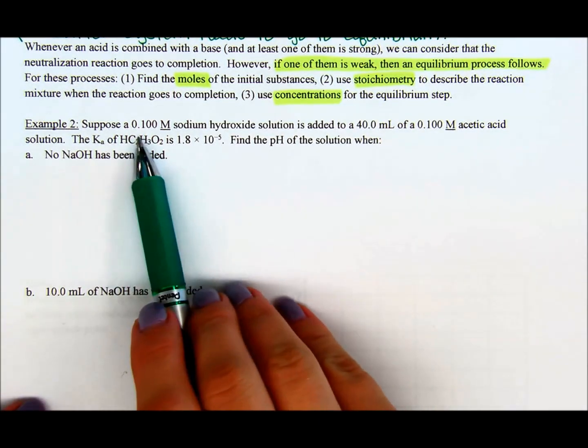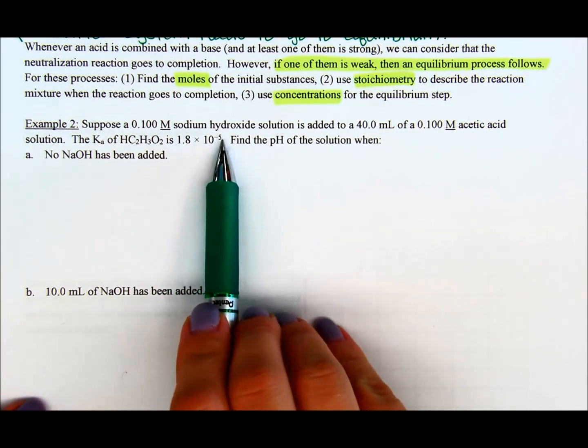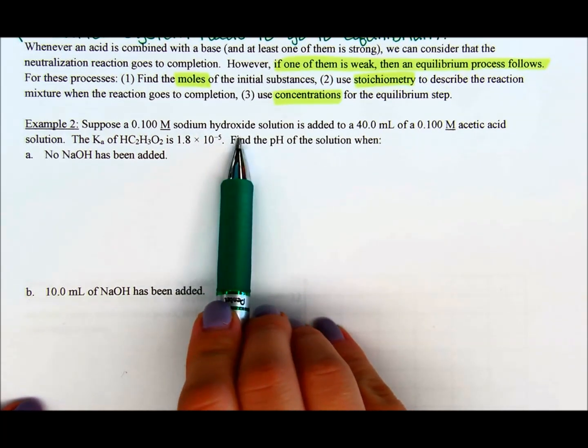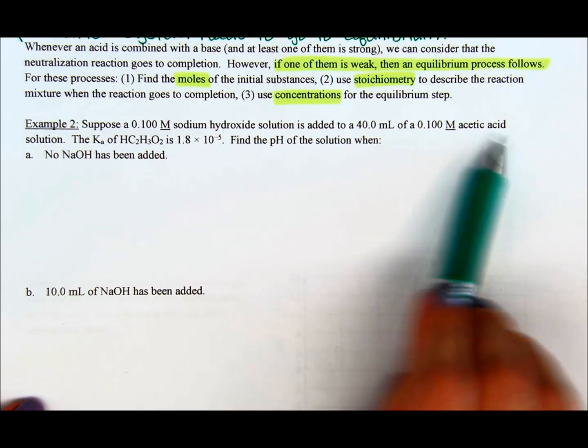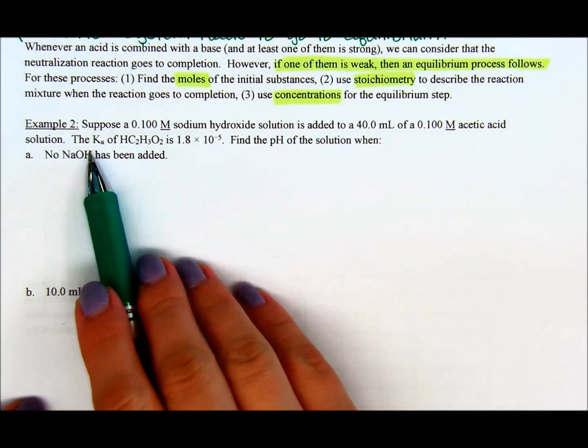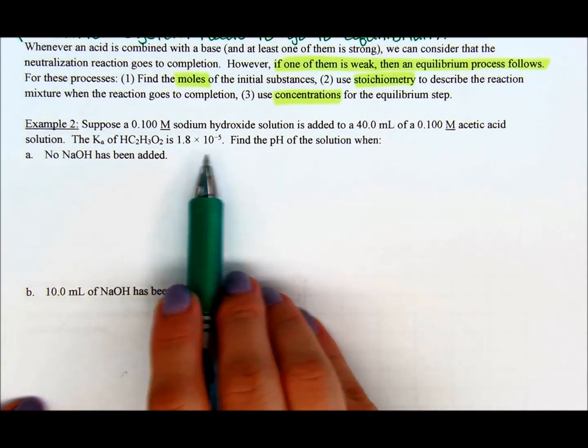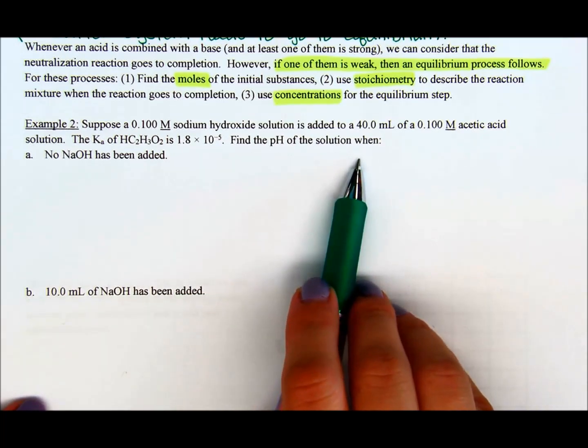So, example 2, suppose a 0.1 molar sodium hydroxide solution, and that of course is a strong base, is added to 40 mL of a 0.1 molar acetic acid solution. The acetic acid is weak. It gives us the Ka of our acetic acid here, and it's asking us to find the pH of the solution.